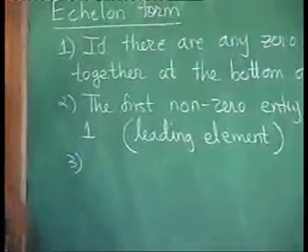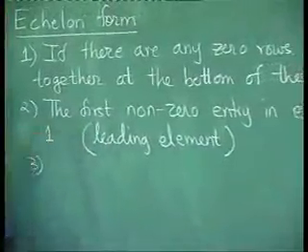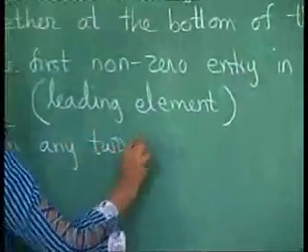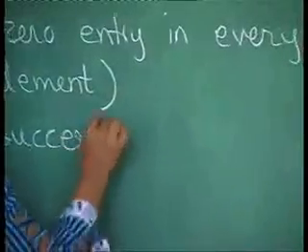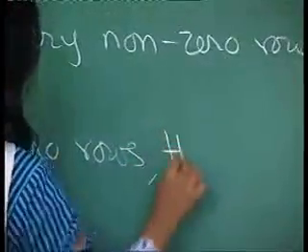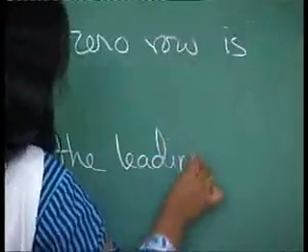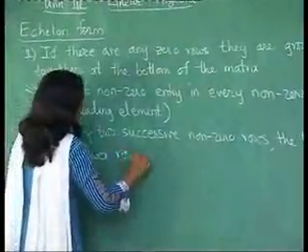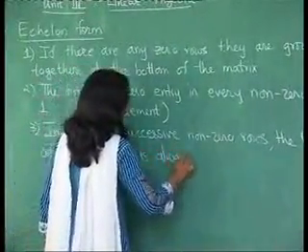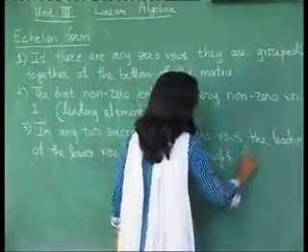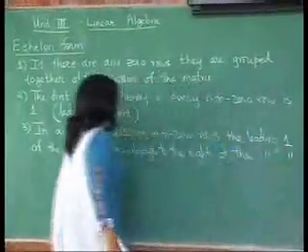And the third condition is regarding the position of these leading elements. It says, in any two successive non-zero rows, the leading one of the lower row is always to the right of the leading one in the upper row.